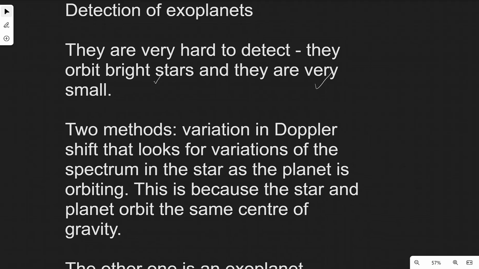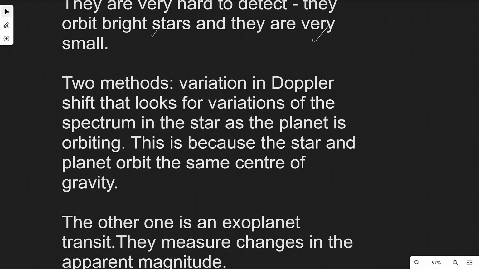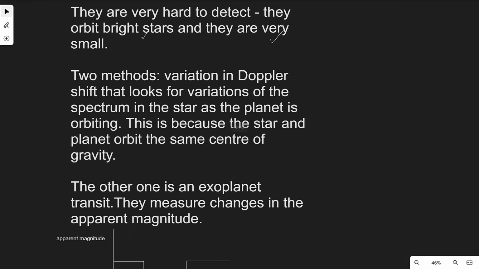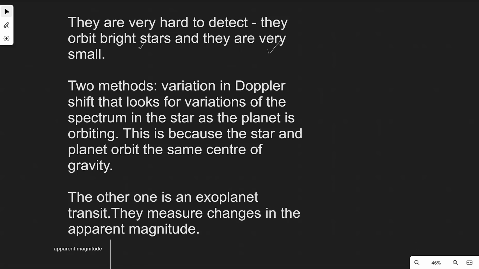So if we're going to detect them, there's two methods. One of them is known as the Doppler shift method, and it looks for variation in the spectrum of the star the planet is orbiting. So some things might be getting a little bit blue shifted and a little bit red shifted and then vice versa. The change is tiny though. It almost accounts for a small wobble of the star, and this is because the star and the planet actually orbit the same center of gravity.